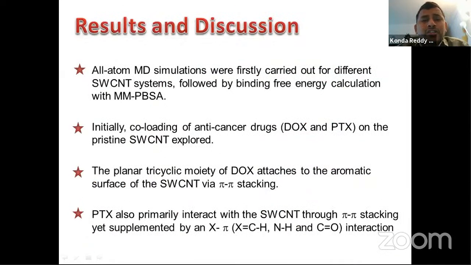So, we've used all-atom MD simulations for all these systems, and then we have done binding free energy calculations in order to show the binding free energy difference between different systems. Initially, we have done co-loading, and then we have shown the difference between the binding nature of both DOX and PTX, and also their releasing nature and co-loading nature differences between these two.